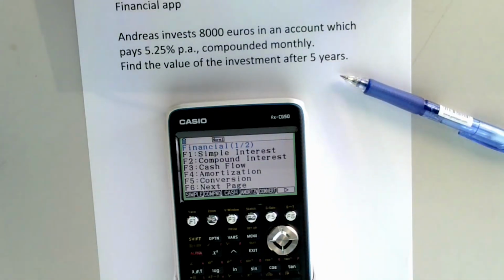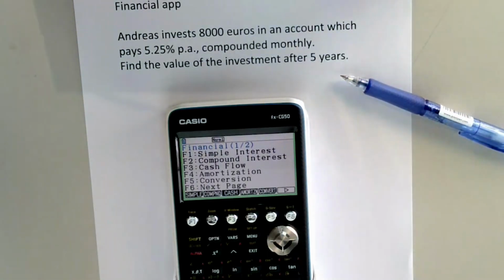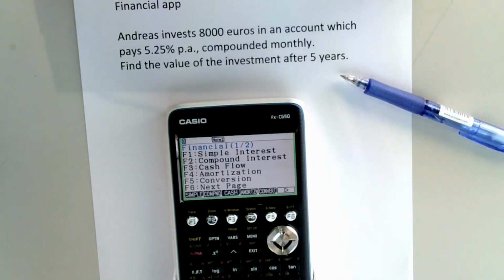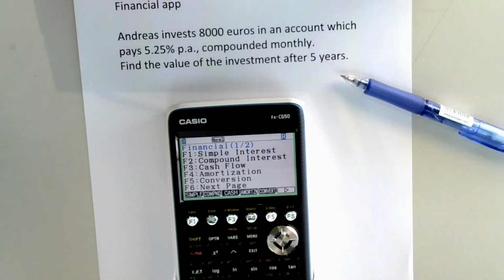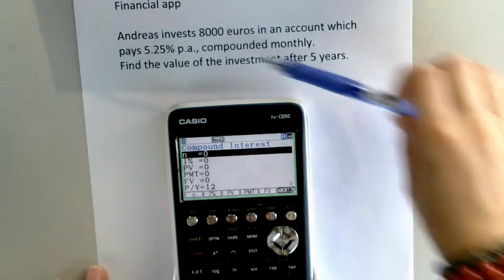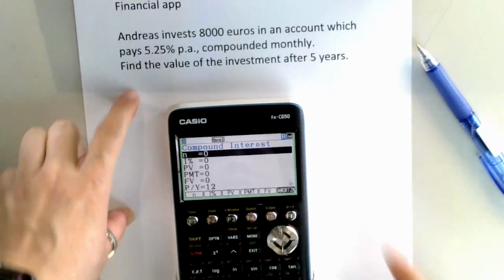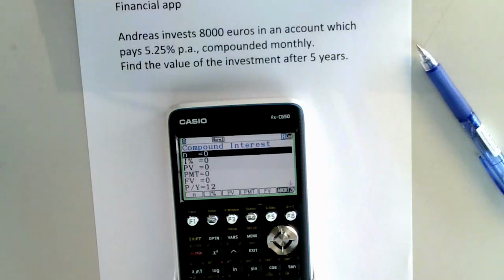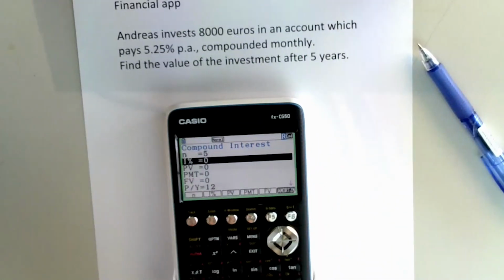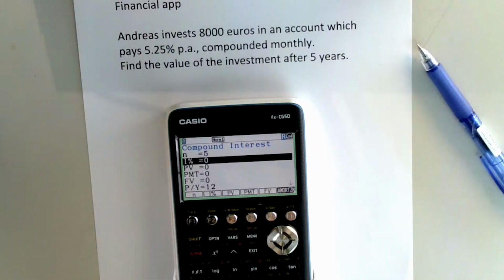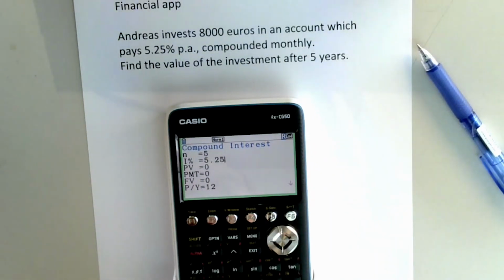Last one, come on. Keep your hands to yourself and on your calculator only. So we got simple interest, compound interest. Simple interest, I studied a bit and I forgot. So compound interest I use a lot. So we go to compound interest. With the question, you got the percentage per year compounded monthly for 5 years. So N is the number of years, 5. I% is the interest rate per year, so 5.25. You don't even need to change it to decimals.